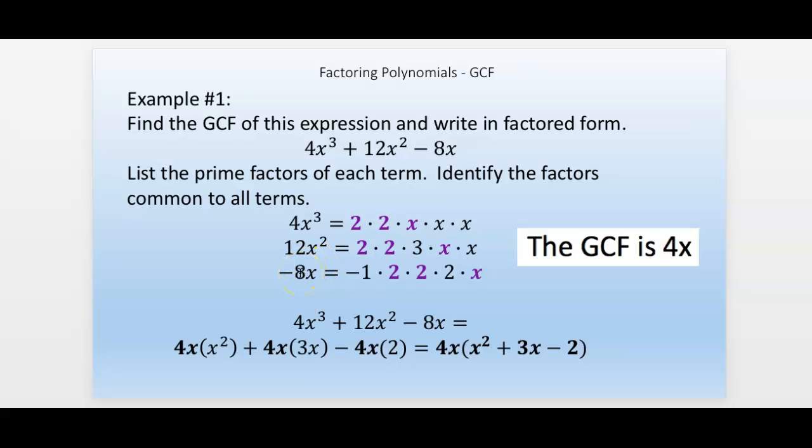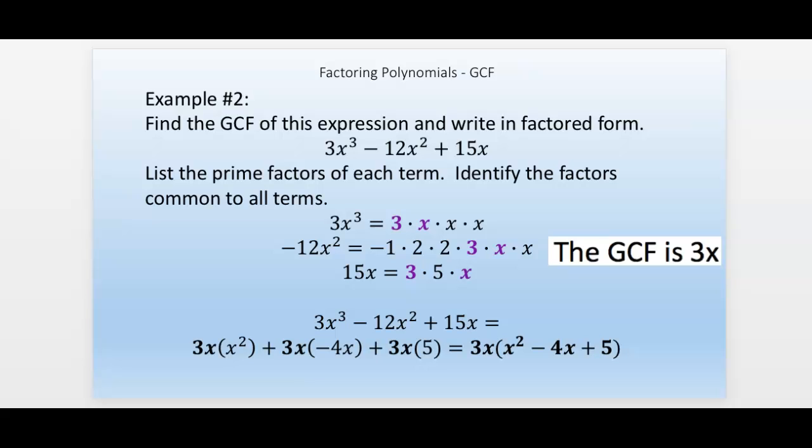Guys, negative 8x. A lot of times I'll put a negative 1 up here, just to remind myself that there's a negative there. And 2 times 2 times 2 is 8, and then there's 1x. In purple, I've identified the factors they have in common. They each have two 2's, and they each have 1x. So I can factor out a 4x from each one of those terms, and we can rewrite it just like this.